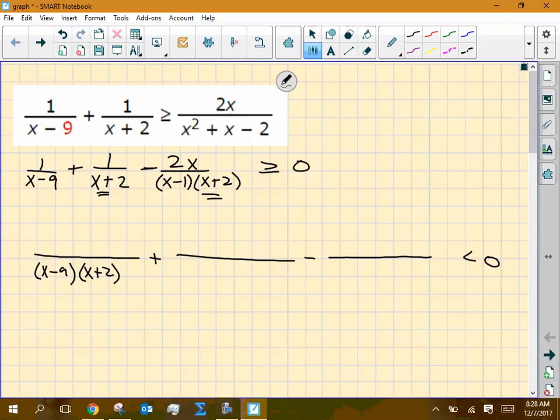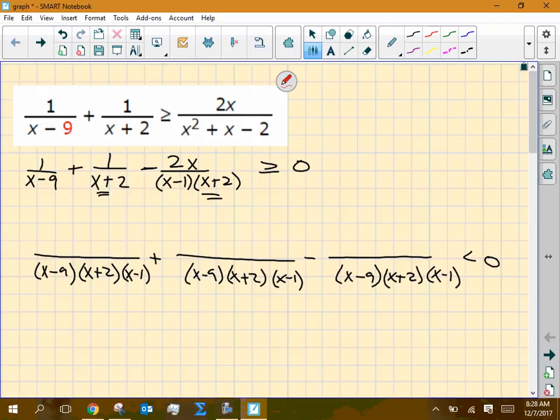You need the largest exponent of common factors. And then the other one is x minus 1. So I'm going to write all those down. x minus 9, x plus 2, x minus 1, x minus 9, x plus 2.